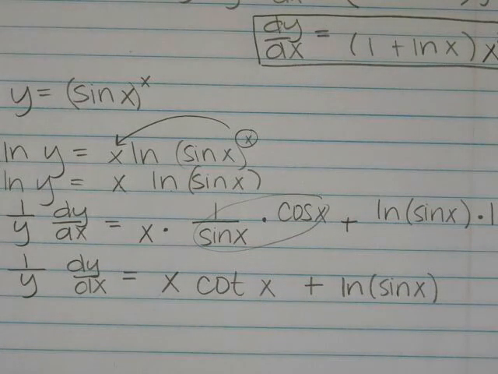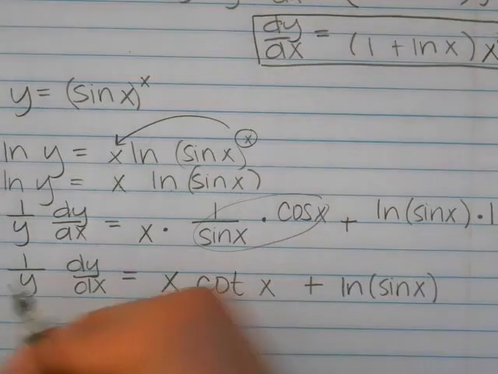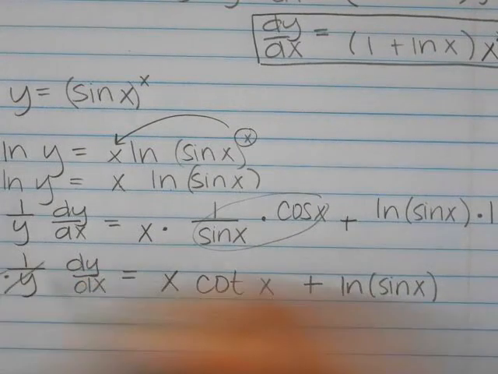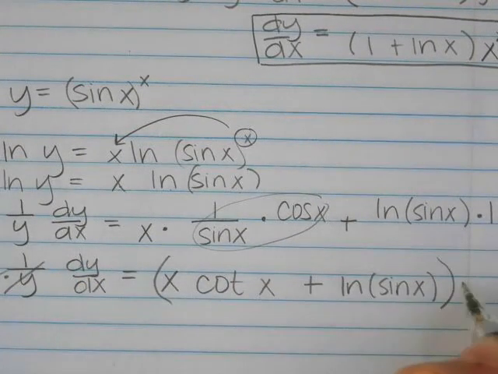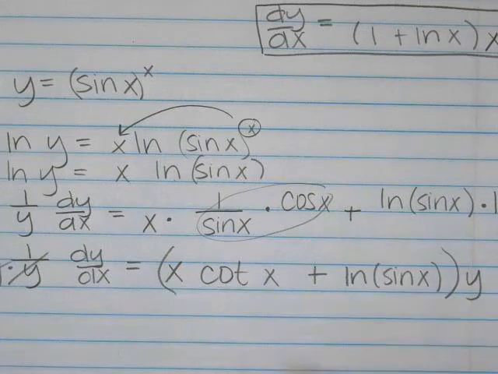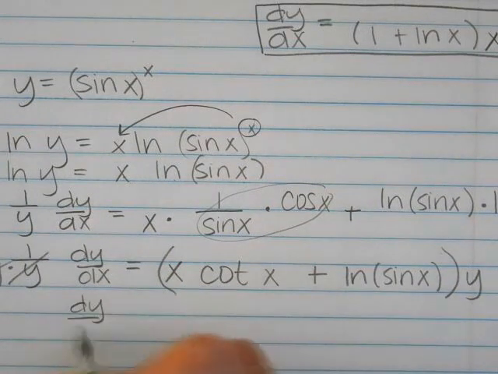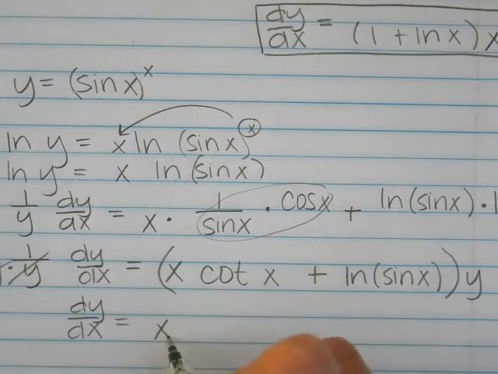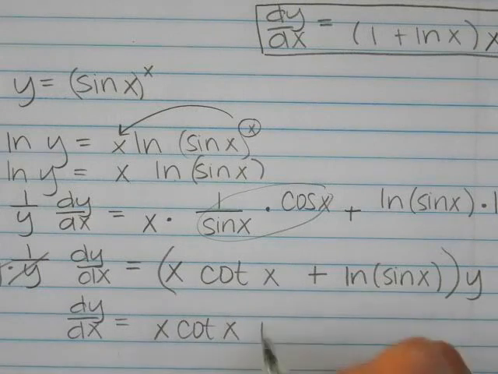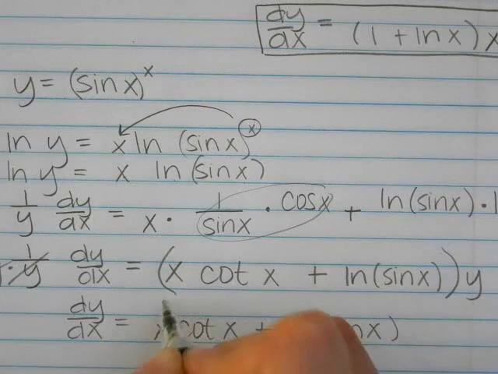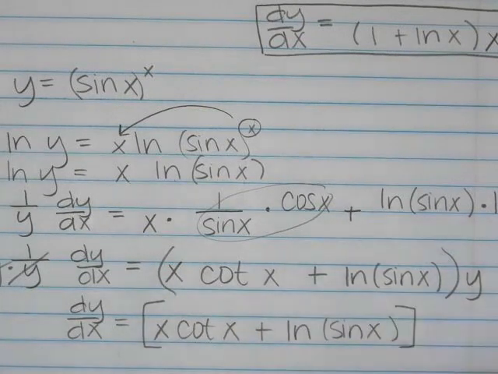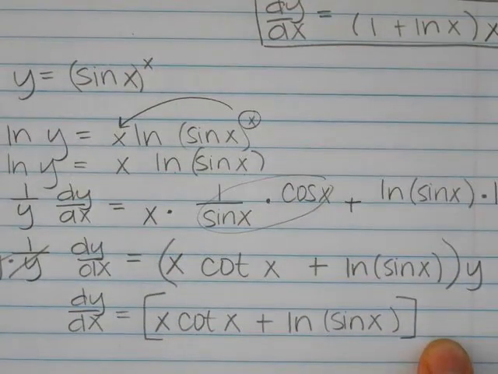So now what are we going to do? Multiply by the y. So dy dx equals x cotangent x plus ln of sine x. And instead of multiply by y, what should I put? Sine x to the x. Good.